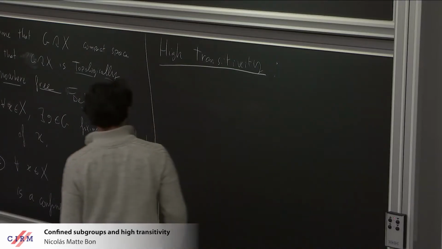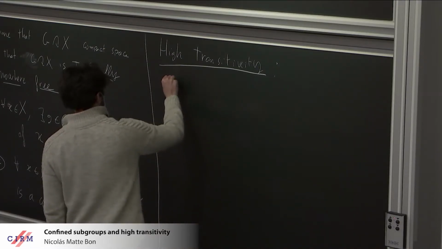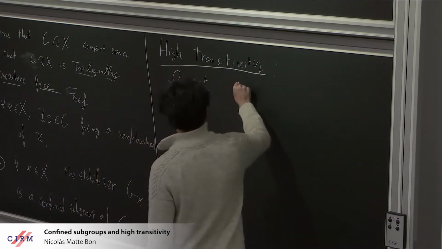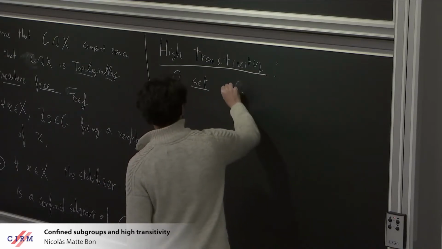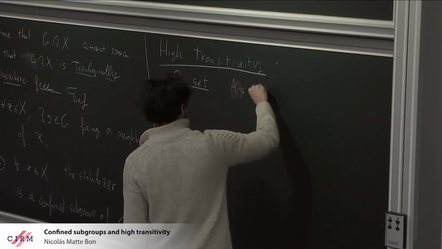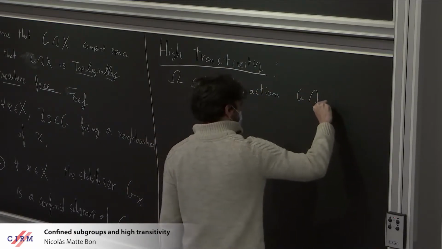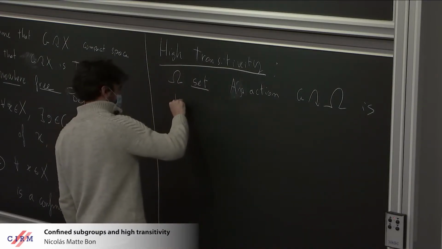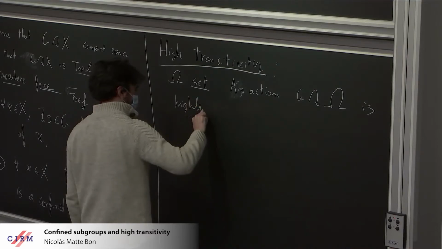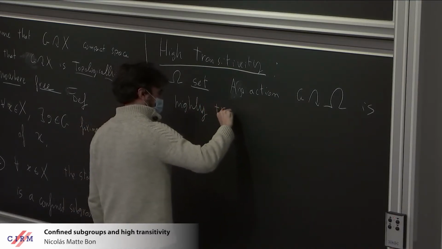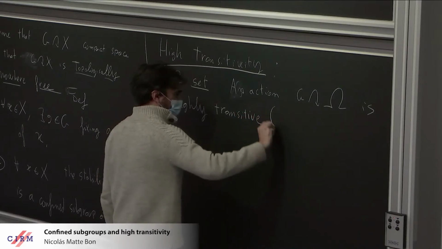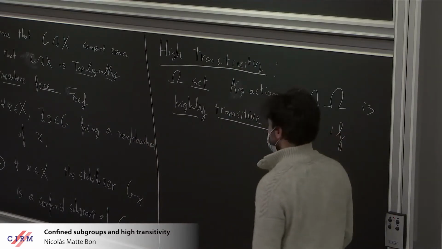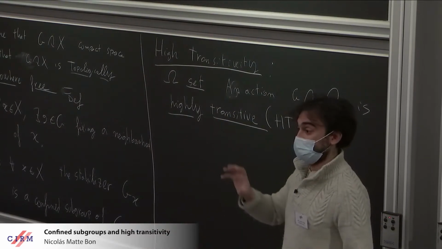So here I will always take G a group, and omega will be just a set, not necessarily a topological space. And a group action is said to be highly transitive, I will always abbreviate it by HT, if it is transitive on n-tuples of distinct points.